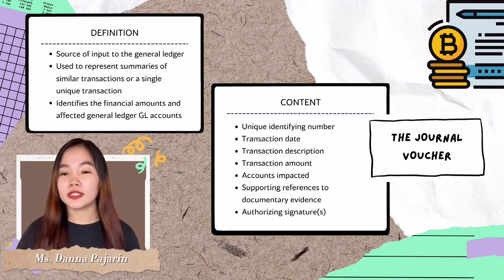So what is the content of a journal voucher? The journal voucher is a document of every financial transaction, having the necessary information such as the identification number of the voucher, date, description of the business transaction, amount of transaction, applicable taxes, a reference to other evidences, accounts impacted, supporting references to documentary evidence, the signature of the maker, and signature of the authorized person.